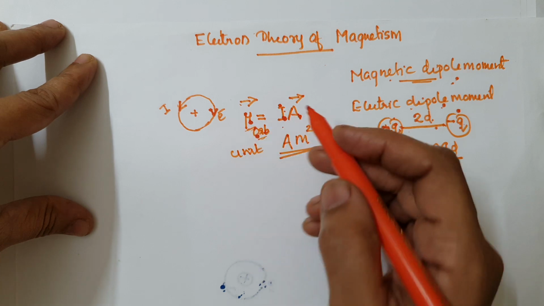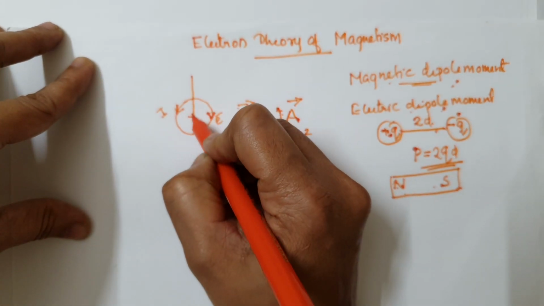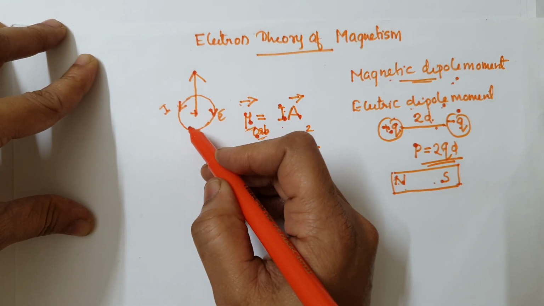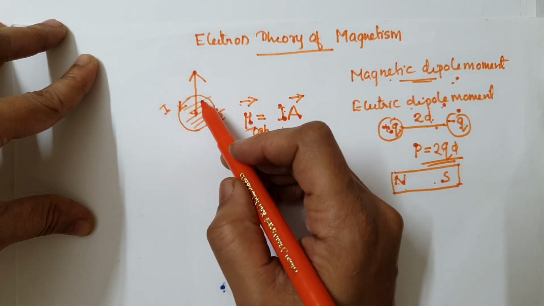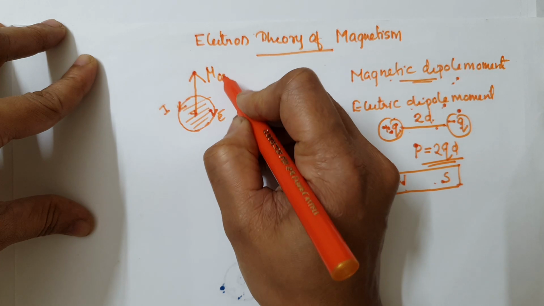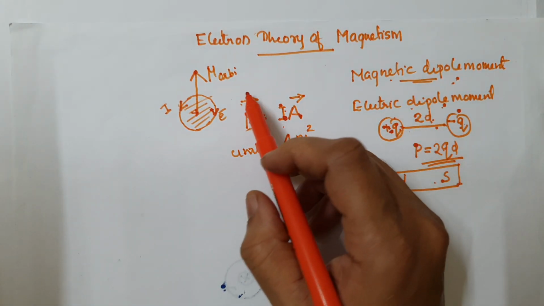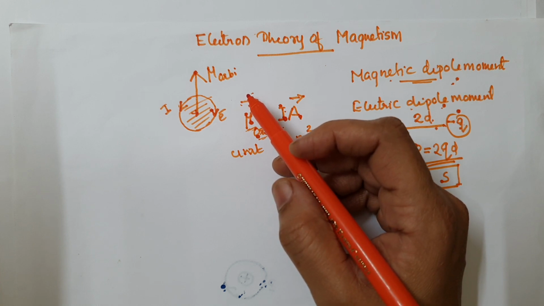And the direction of this magnetic dipole moment can be represented like this. If the current flows in this direction, and this is the area enclosed, then the magnetic dipole moment mu will be in this direction, mu orbital. This direction can be represented in terms of the right hand rule.